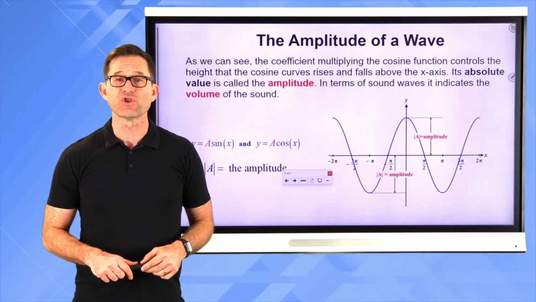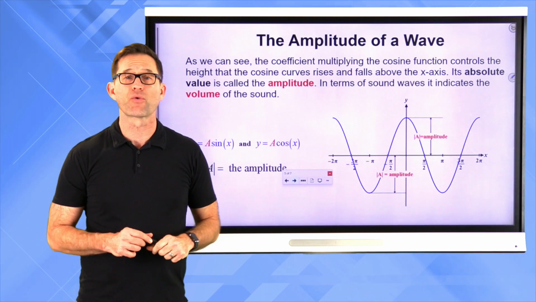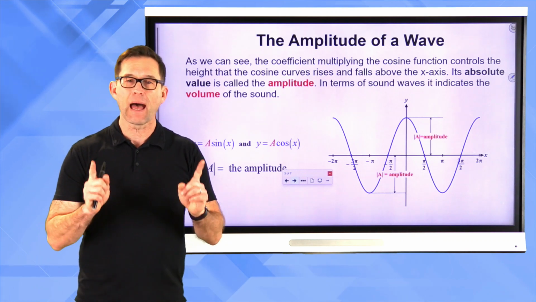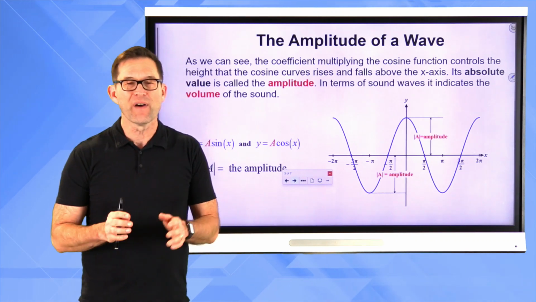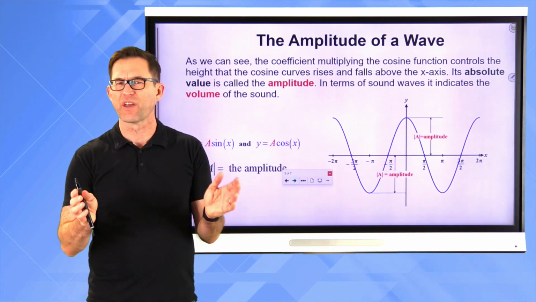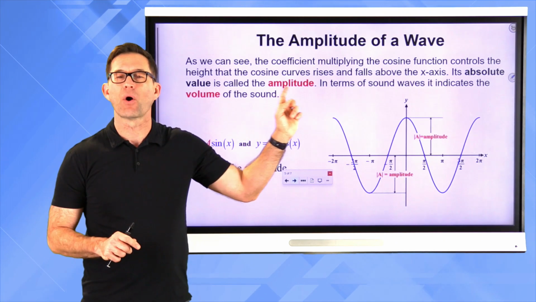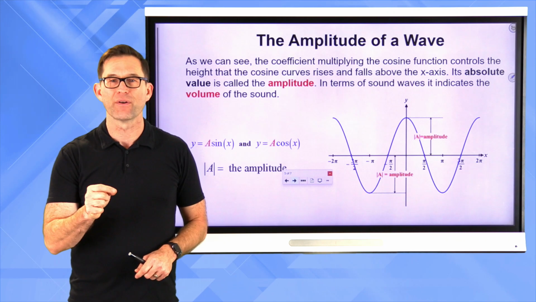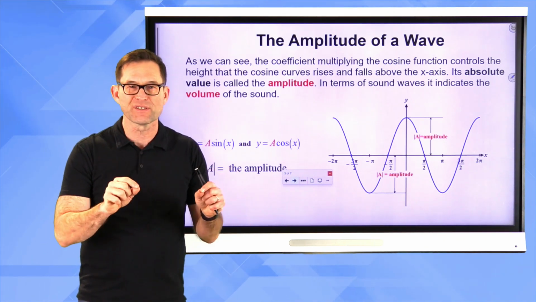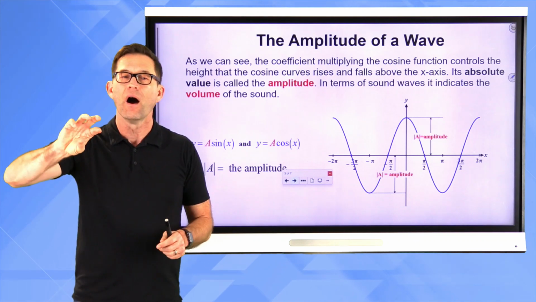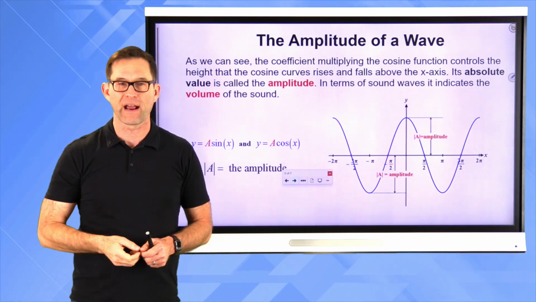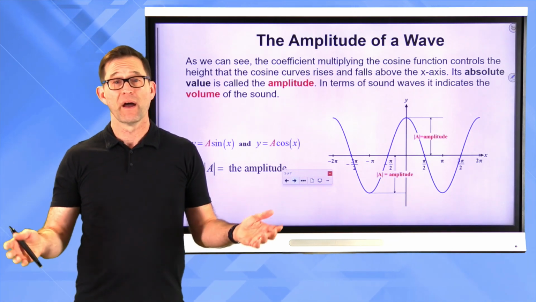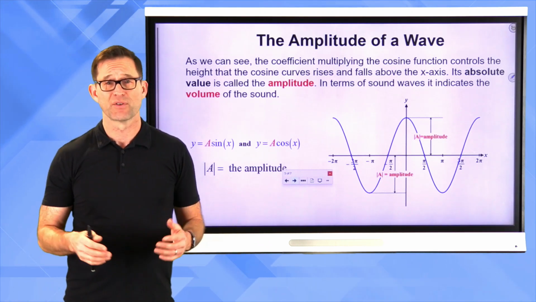As we can see, the coefficient multiplying the cosine function controls the height that the cosine curve rises and falls above the x-axis. Its absolute value, so in that case where it was -4, I just want to think about 4, is called the amplitude. In terms of sound waves, it indicates the volume of the sound. So literally, when I went from just cosine x to 3 times cosine x, I turned the volume up by a factor of 3. Now, when I went to -4 cosine x, I actually turned the volume up by a factor of 4. All right, and I won't try to go loud there again.